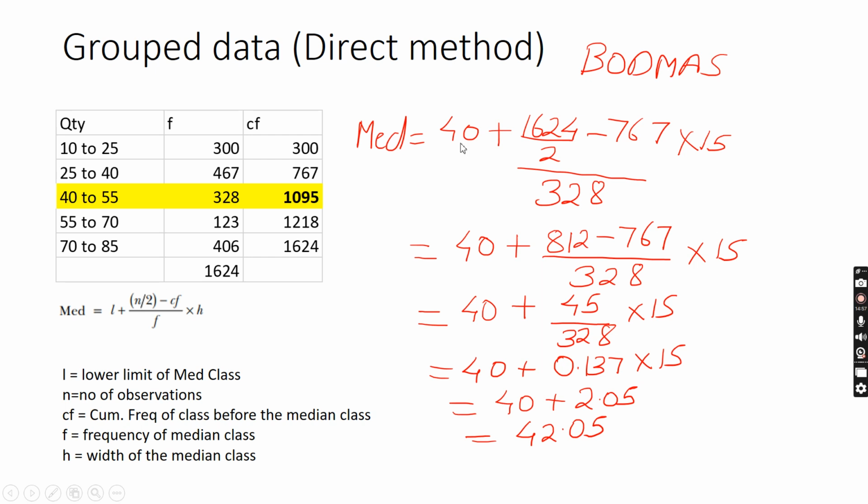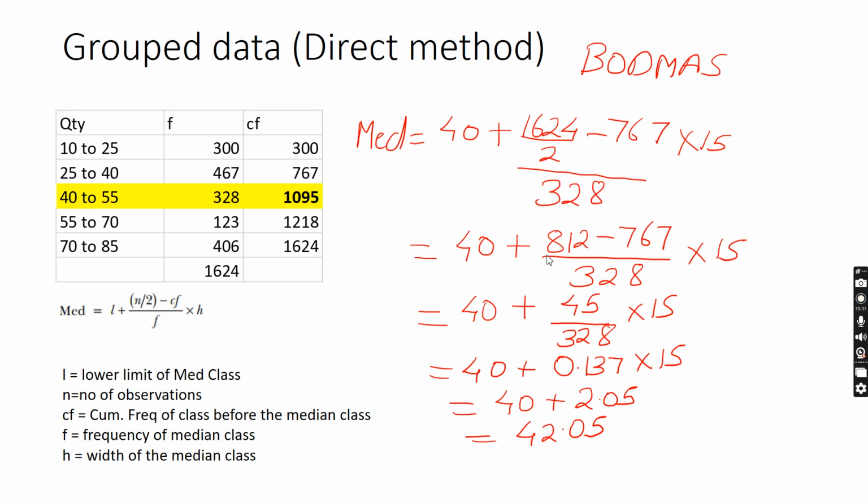So I put all these terms in the formula. The lower limit is 40, n by 2 was 812, the CF of the previous class was 767, divided by the frequency of the median class, 328, and finally multiplied with the class width, that is 15. So my calculation yielded the answer 42.05. So for observations from 10 to 85, 42.05 is the middle value which divides the 1624 observations.